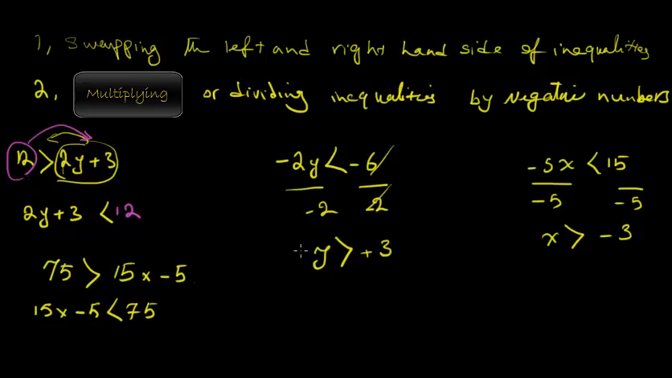Now, you might ask why we need to flip the sign when dividing or multiplying by a negative number. Let's see what will happen if we don't swap the sign. Let me clear the board first. Let's consider this number line. We have 0, 1, 2, 3, 5, 6.